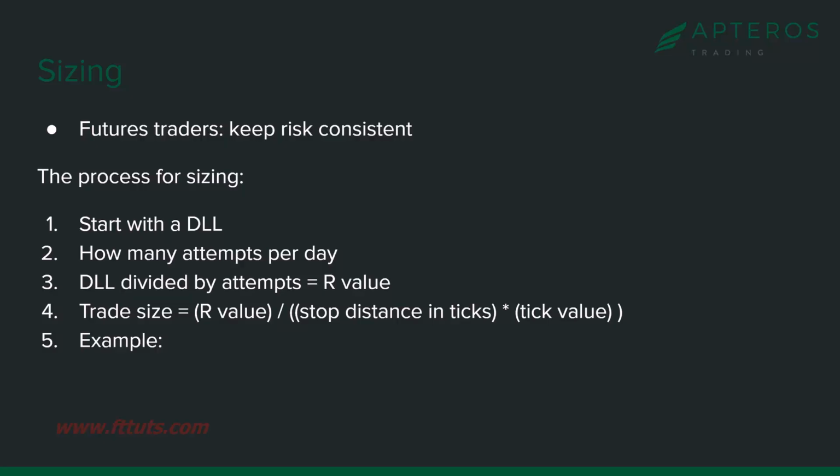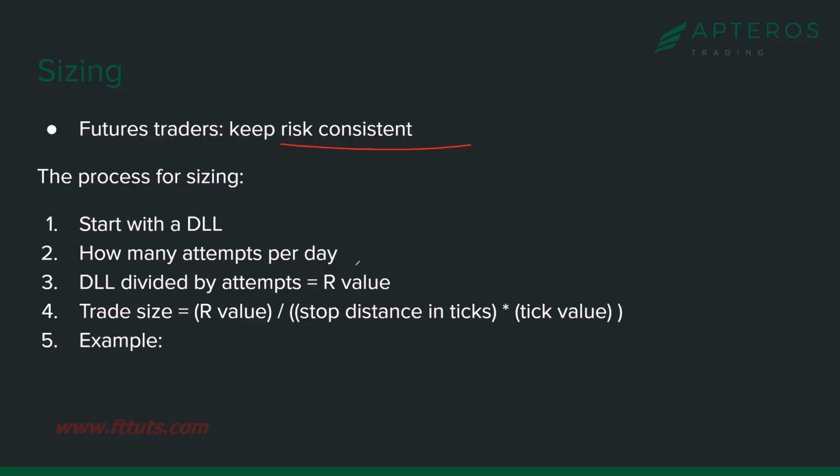So we have a daily loss limit, and now we know how many attempts we need. We divide the daily loss limit by the number of attempts we need. That tells us the R value. That's a term we'll use a lot. R value is the dollar amount that you want to consistently risk per trade. And then how large should we trade? Well, divide the R value by how far away your stop is in ticks times the tick value of the instrument you're trading.